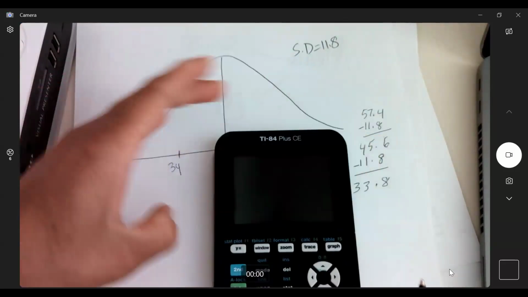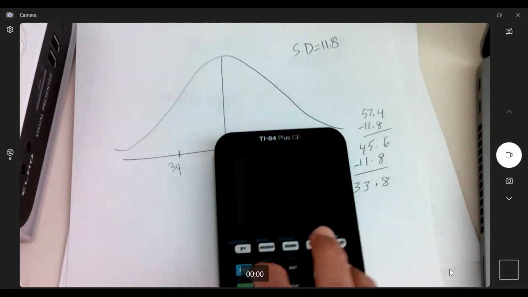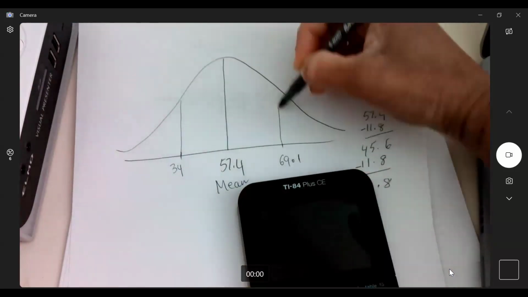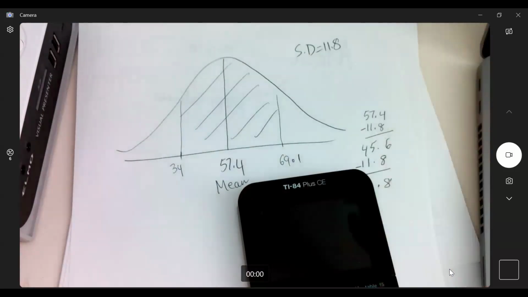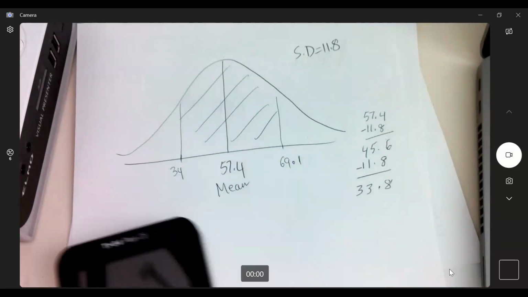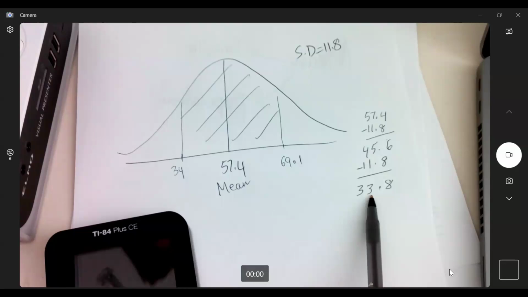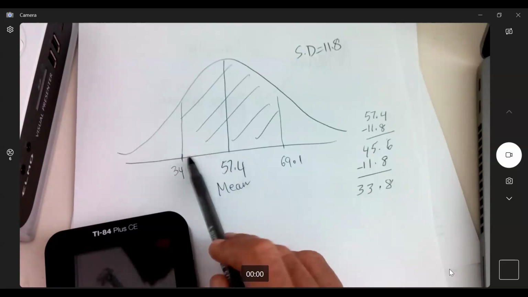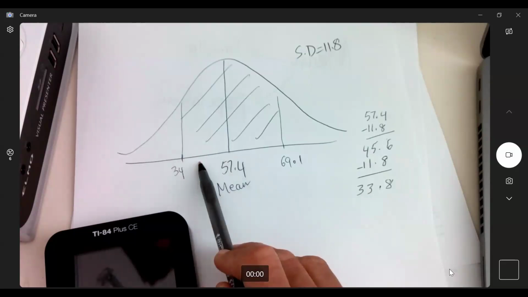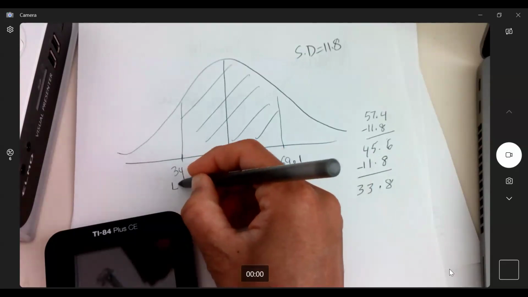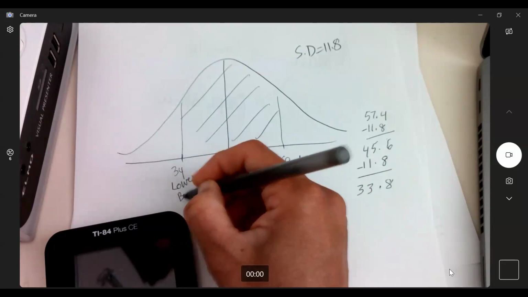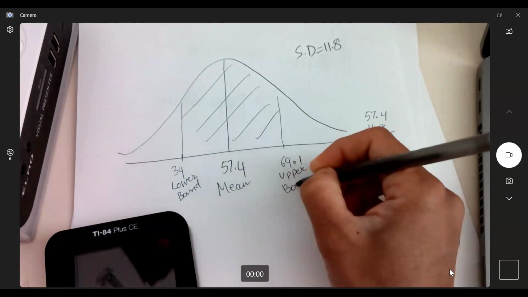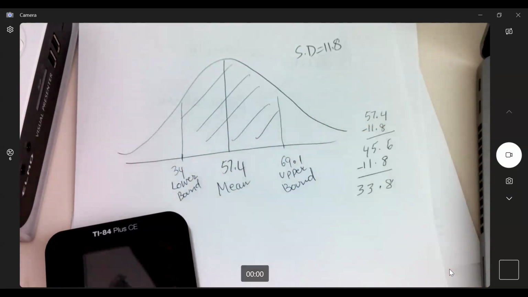So have your TI-84 in front of you and have this picture drawn. If I go 2 standard deviations down, it's 33.8, which is going to be somewhere here. So it's not exactly 2 standard deviations down, and not exactly 1 standard deviation down, but I do have this one as my lower bound and this one as my upper bound. And I'm going to go to the calculator.